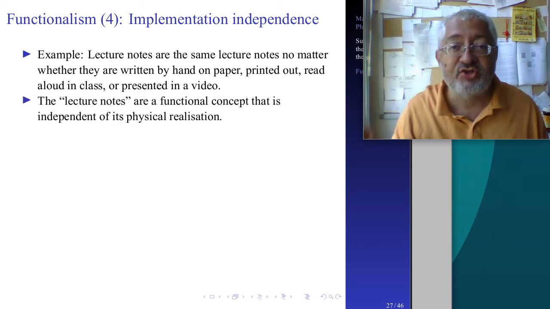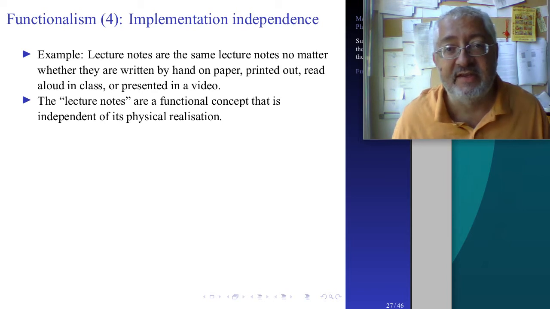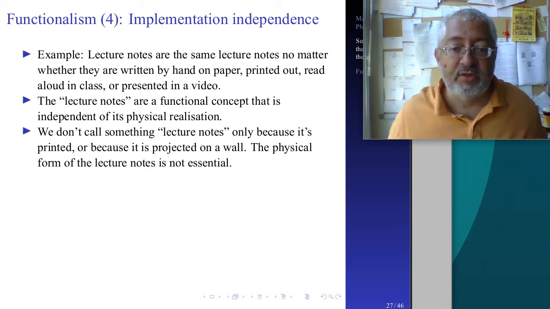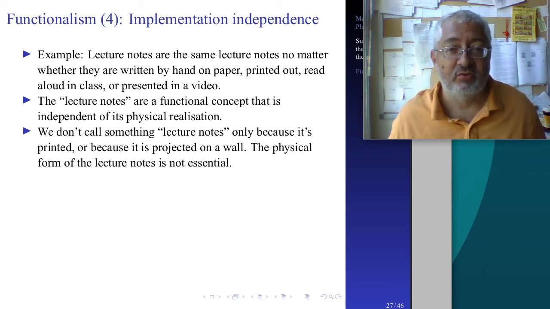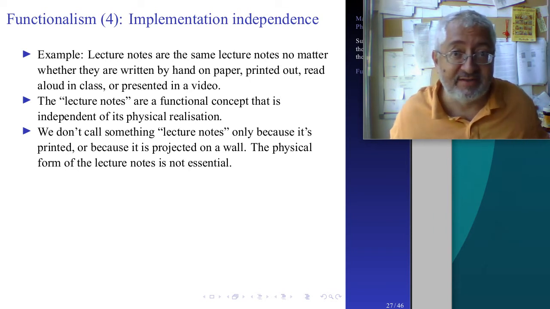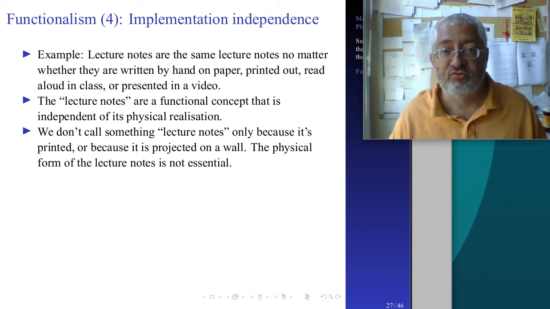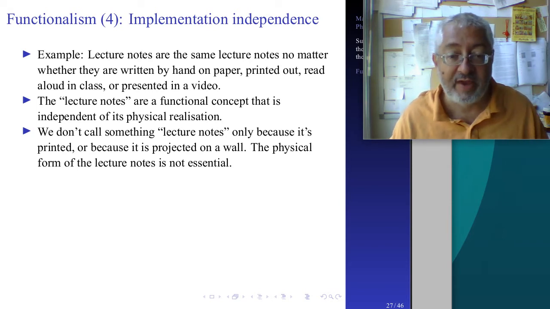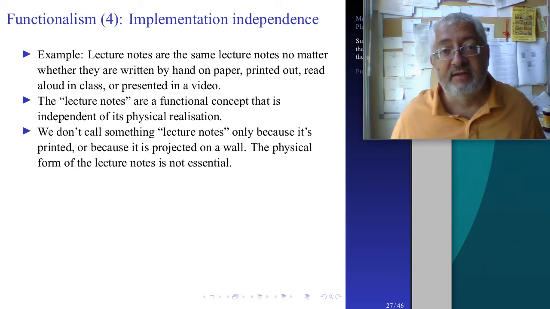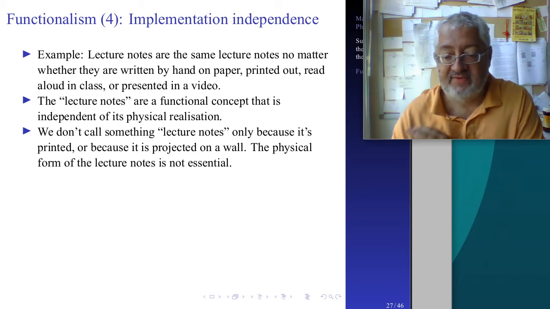The lecture notes are a functional concept that is independent of its physical realization. You don't call something lecture notes only because it's printed. Many printed things are not lecture notes, right? Many books are not lecture notes. Or because it's projected on a wall, right? Not all things that are projected on a wall are lecture notes. And you can also not say that lecture notes must be projected on a wall. This is not true, right? Lecture notes can come in all sorts of ways. The physical realization, the physical form of the lecture notes is not essential for their being lecture notes.